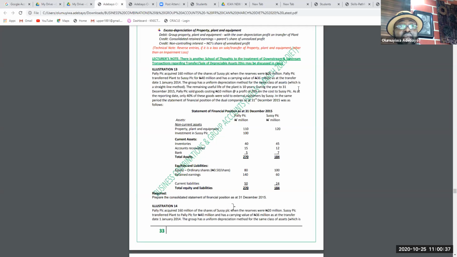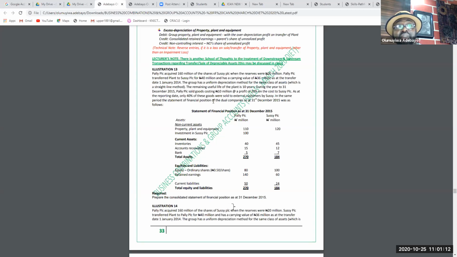During the year to 31st December 2015, which means from 1st of January 2015 to 31st December 2015, Pali sold goods that cost it 10 million naira at a profit of 20% on the cost to Suzy. Information reaching us as at the reporting date says that only 40% of these goods were sold to external customers by Suzy.